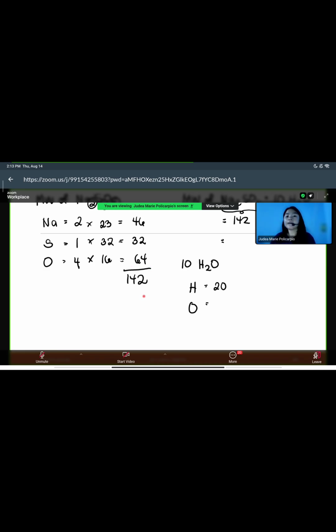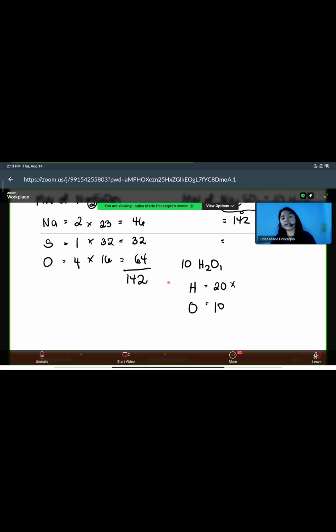Tapos, ilang pirasong oxygen meron? Kada water molecule may 1 pirasong oxygen, meron kang 10 water molecules. So, 10 times 1, that would give us 10. Again, ingat sa pagbibilang ng number ng atoms ha. Dito yung subscript, minultiply natin dun sa number of the molecules natin. So, 2 times 10 would give us 20, 1 times 10 would give us 10. So, we have 20 pieces of hydrogen all in all, 10 pieces ng oxygen all in all.